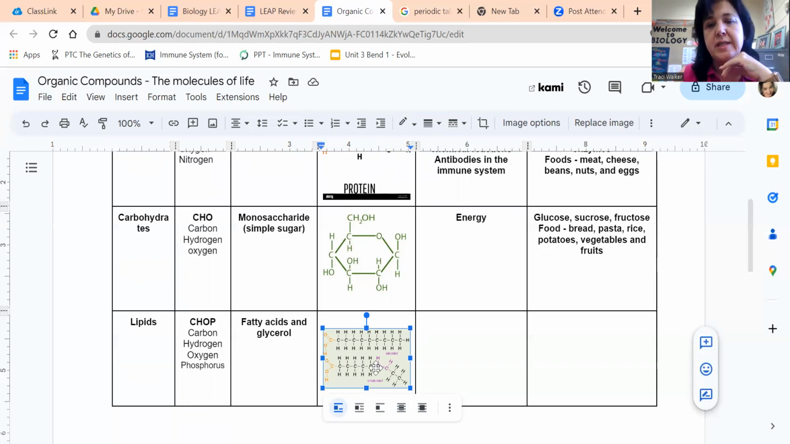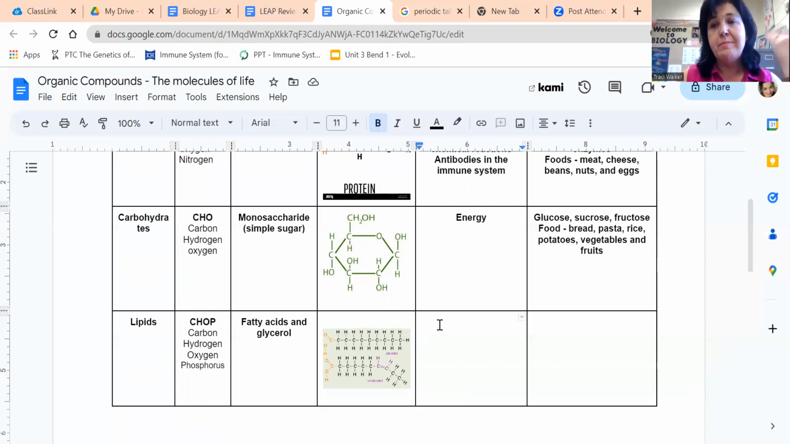The phosphorus comes in when in phospholipids. Phospholipids are found in your cell membrane. So one of the main functions of lipids is it's a component, or it makes up cell membranes. But also, other than that, let's put phospholipid here. Phospholipids make up your cell membranes.